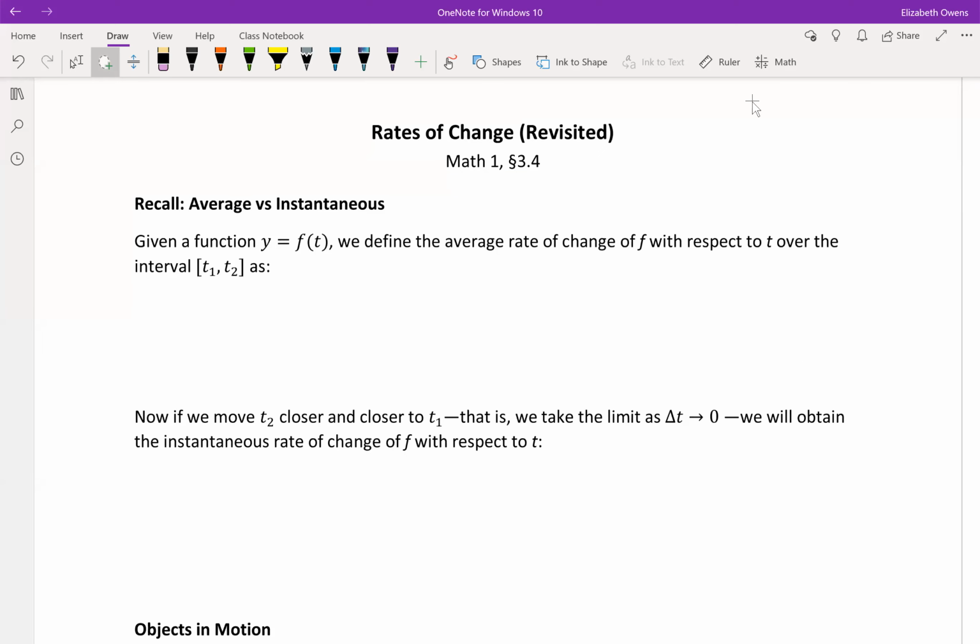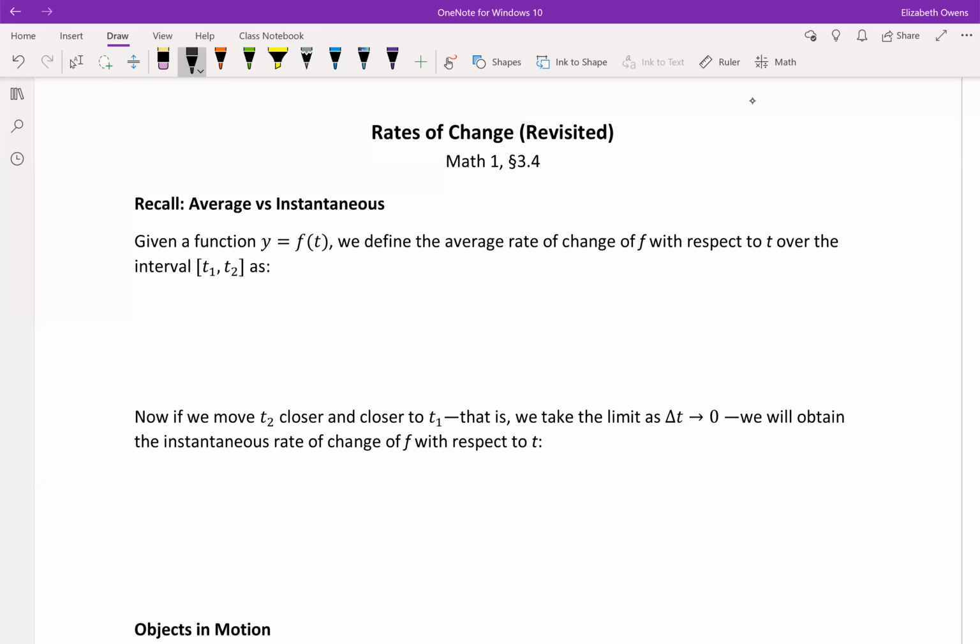Hello, and welcome to section 3.4, where we're going to be looking at the idea of rates of change. Again, we have seen rates of change before back in chapter 2, but now we're going to look at them in some new contexts because we have this new thing to work with called the derivative. So, a little refresher to start out here. We're going to recall our different types of rates of change.